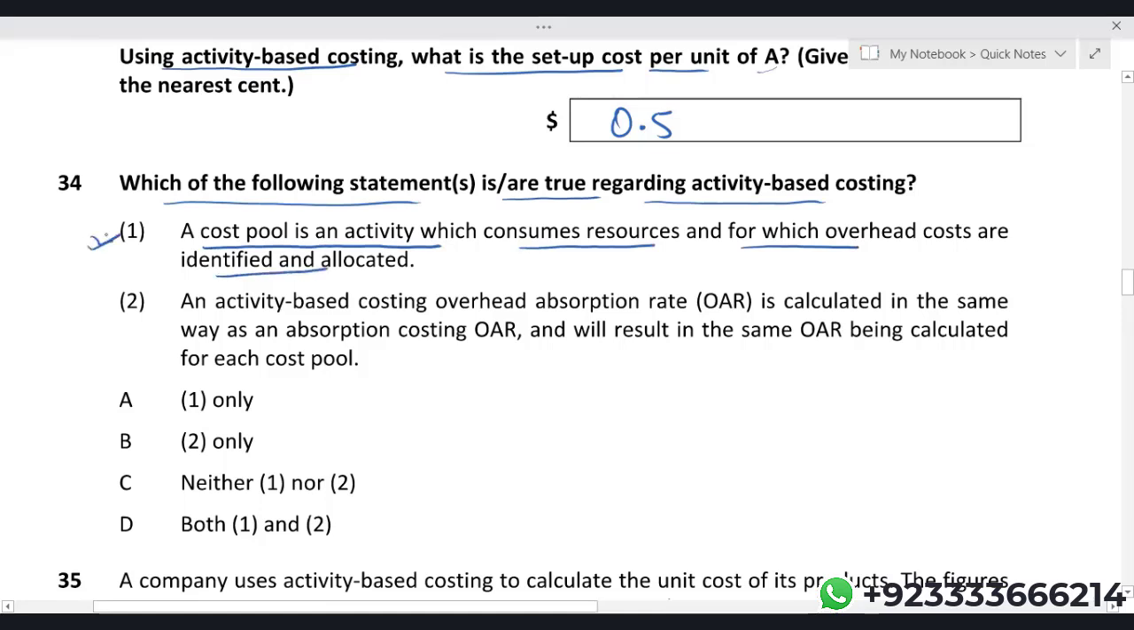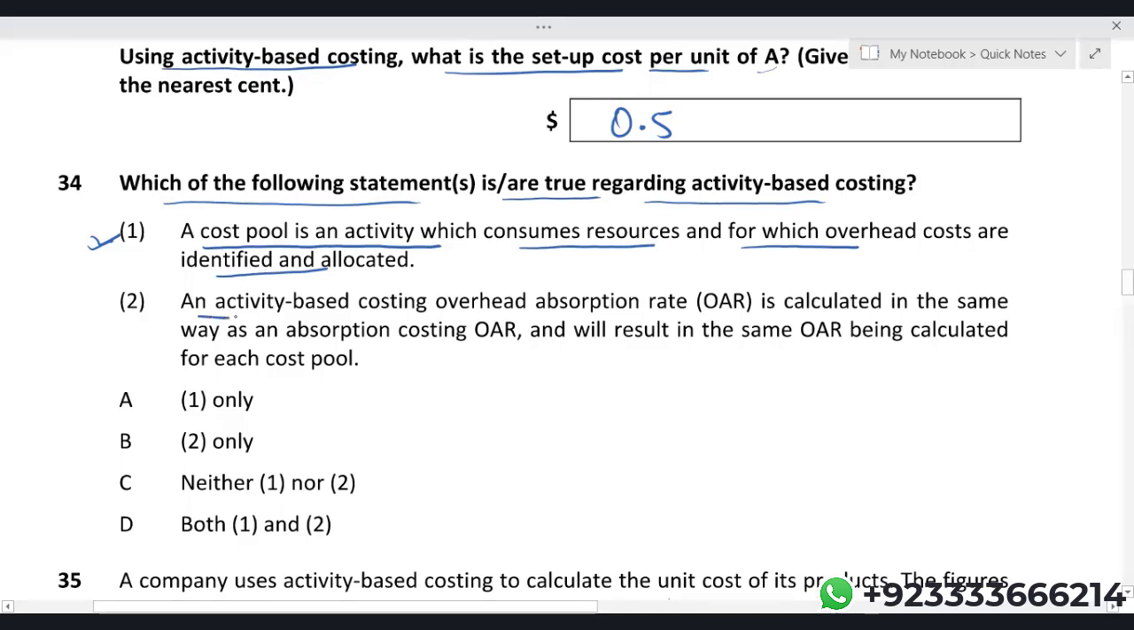Yes. When you are carrying out the same activity again and again, the total of that activity is the cost pool. For example, inspection cost. If there's an inspection cost of 200,000, and we carried out that activity 20 times, 30 times, that total 200,000 relates to the total number of inspections. So a cost pool is an activity which consumes resources and for which overhead costs are identified and allocated.